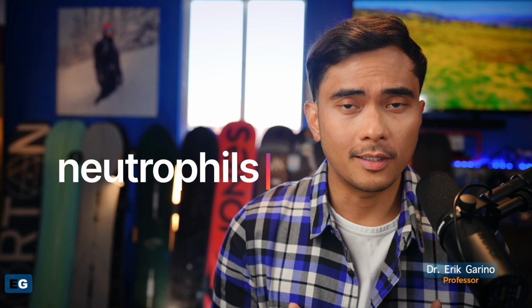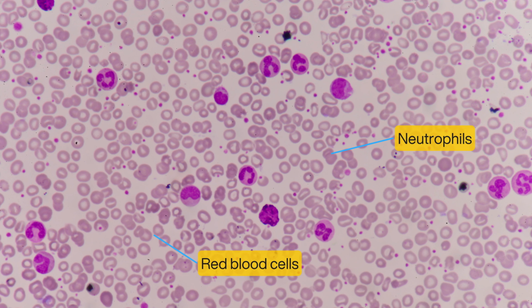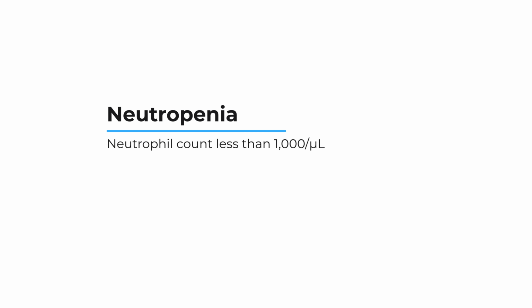Hey, what's up guys? Today we're going over what you need to know about neutropenia. So neutrophils are the main type of white blood cells in your body. They're the cells responsible for phagocytosing, basically eating the pathogenic microbes when they enter your body. They are your body's first responders. When neutrophils drop, we call that neutropenia.